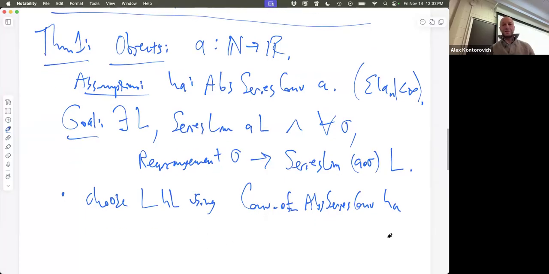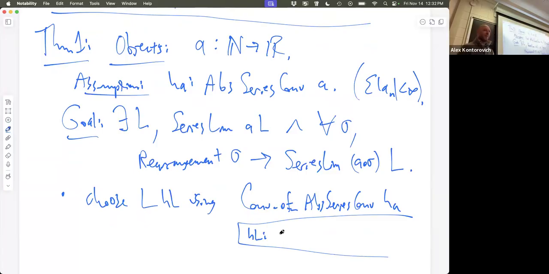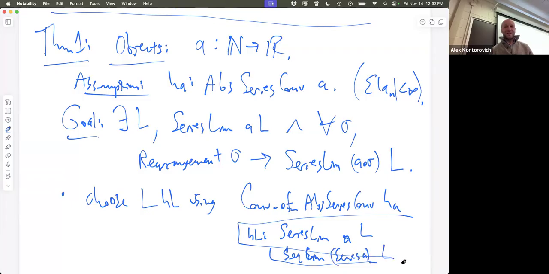Okay, so what does HL say? L is a real number. HL says series lim A is L, or maybe, depending on in what order we did this, it might say instead seq lim series A is L. Either way, that is what series lim means. So those are the same things by definition.